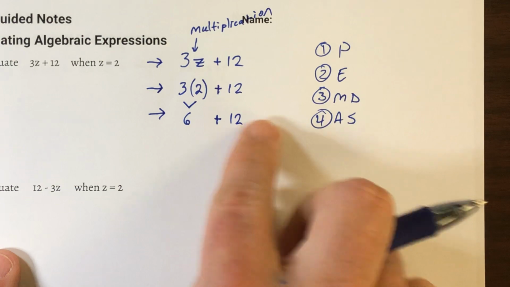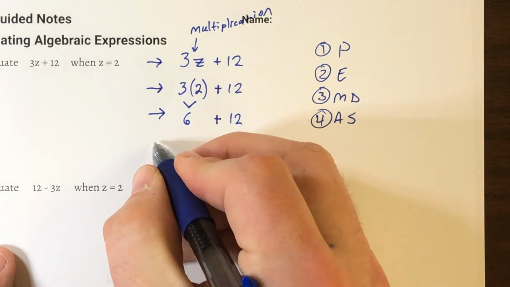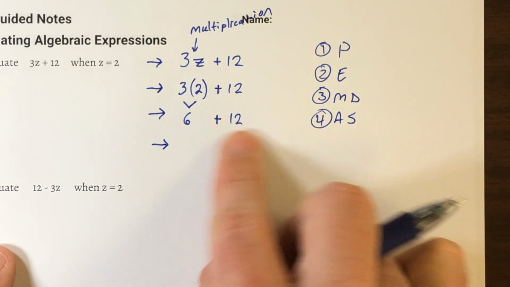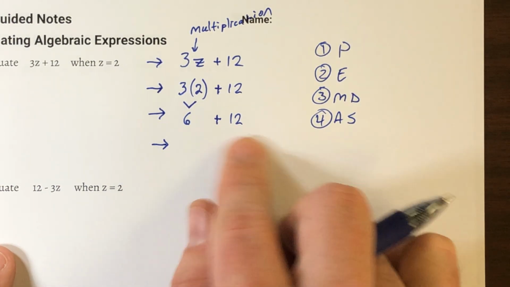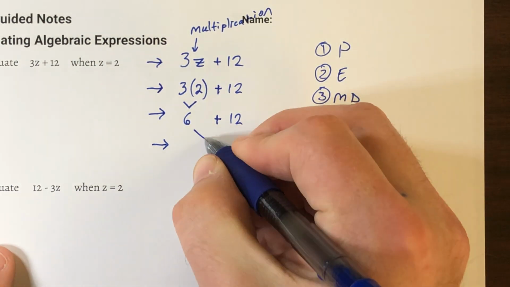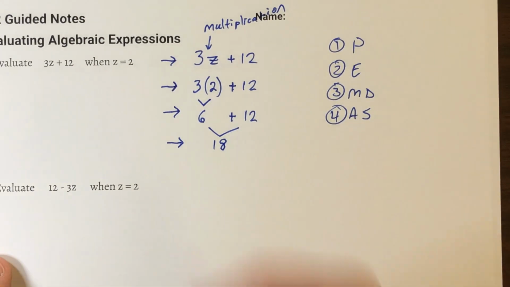I know it's tempting. You just want to add the 12 in there and be done with it. No. Step by step. All right, let's start over. Do I have parentheses? No. Exponents? No. Multiply or divide? No. Addition or subtraction? Yes, I have addition. Let's do it. 6 plus 12, 18. So 18 is our answer.